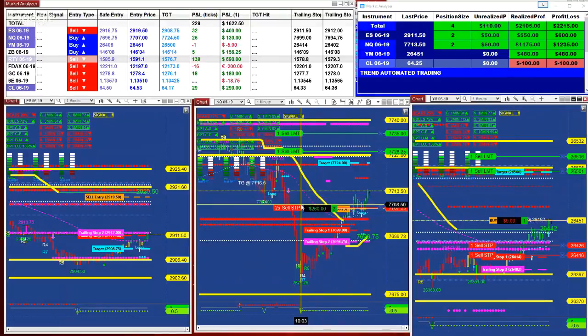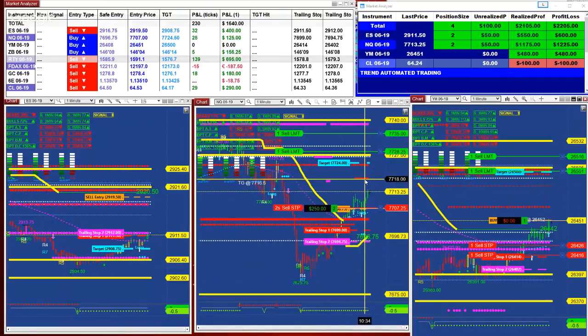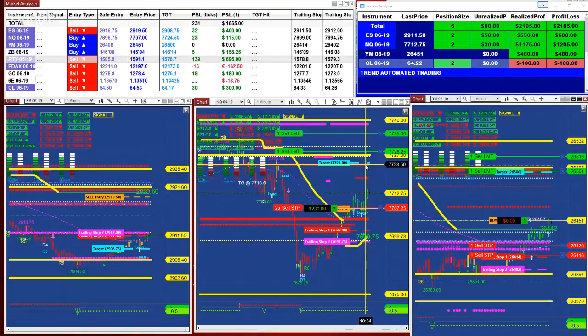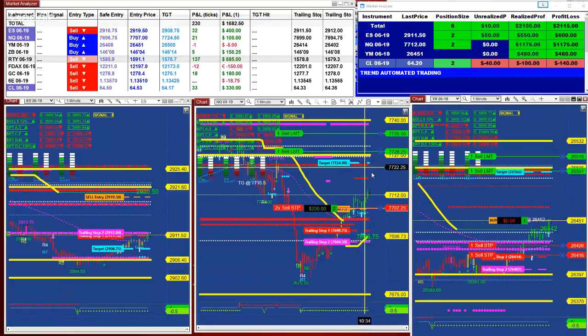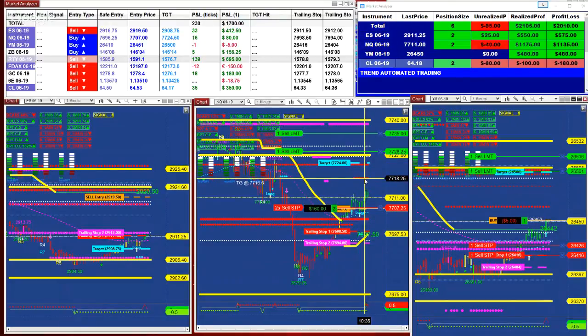Whoever took that Nasdaq, you've got to watch for 7718. The target is 2350. You can take it a notch down to 2275 because we have a resistance, and keep your eye on the 7718.